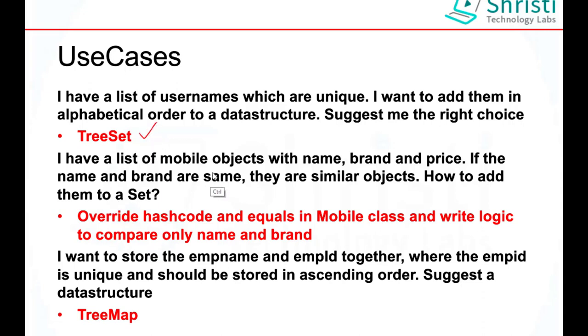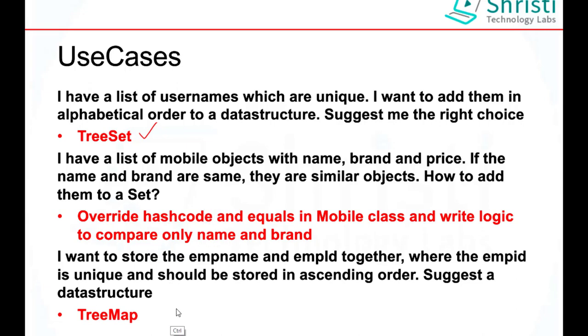tree set. I have a list of mobile objects with name, brand and price. If the name and brand are same, they are similar objects. How to add them to a set? You all know that set does not accept duplicates. To identify whether the mobile object is the same or not, we need to check for name and brand. So for that purpose, you have to override hash code and equals in mobile class and check for the property name and brand. If they are same, it means they are similar objects. Based on that, the duplicates will be avoided while you are adding mobile objects to a set.